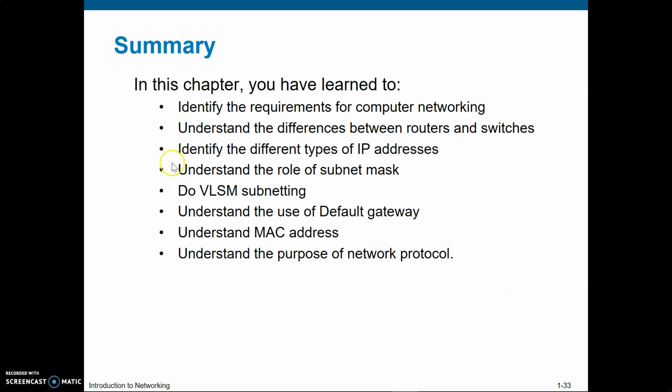Well, we come to the end of this chapter where we looked at the different requirements that you need in order to set up a computer network. We also looked at the differences between routers and switches, the different types of IP addresses, and the role of a subnet mask. We also did some VLSM subnetting, looked at the purpose of a default gateway, understood MAC addresses, and also understood the purpose of a network protocol.